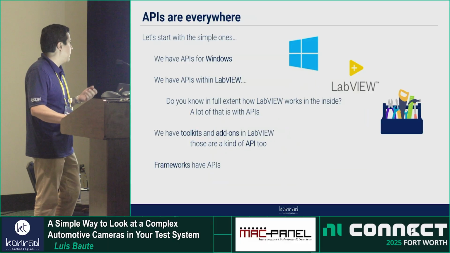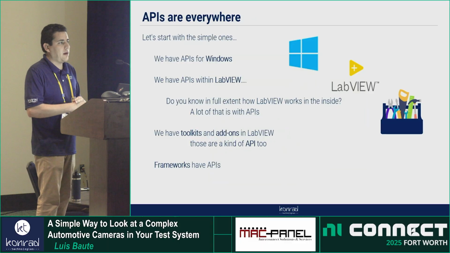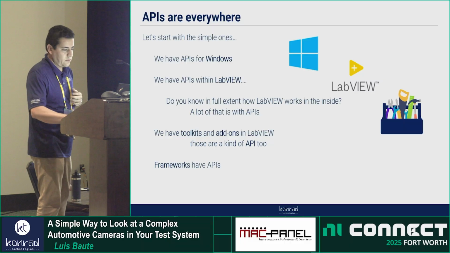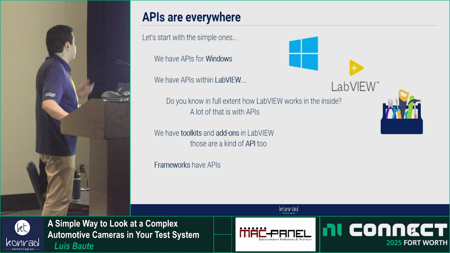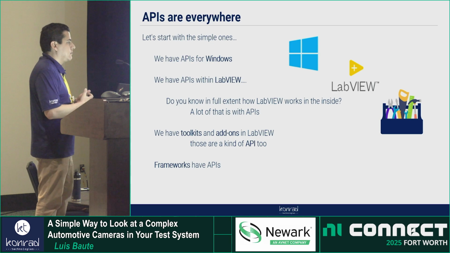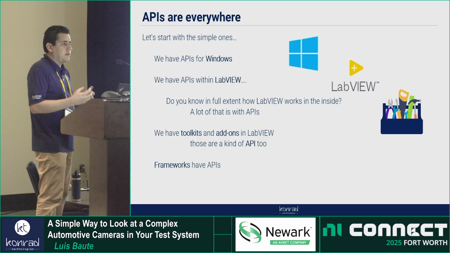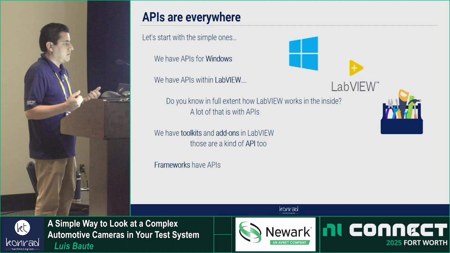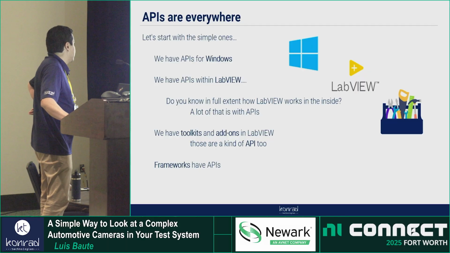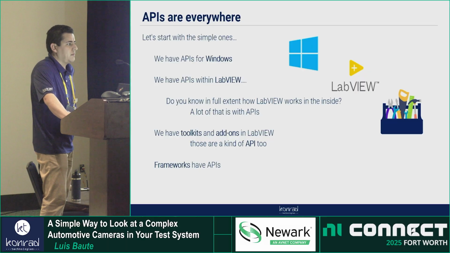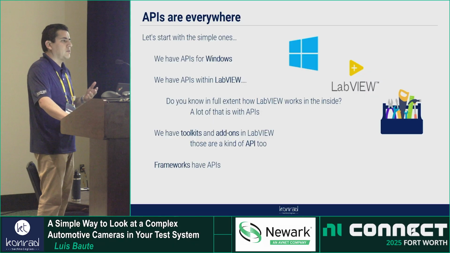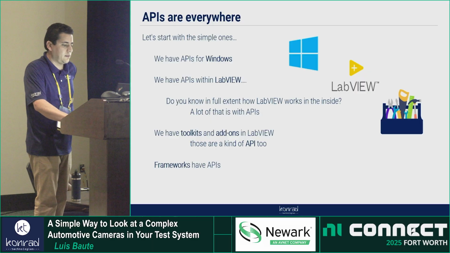We can find them everywhere. Like Windows, LabVIEW has APIs inside it. Basically, APIs are tools that we use to communicate. Toolkits can also be a type of API. We use them, we install them, but we also use them to communicate with something or do something with our software. And then frameworks also have APIs. And when we try to do something with the framework, we get help from the APIs that they have.